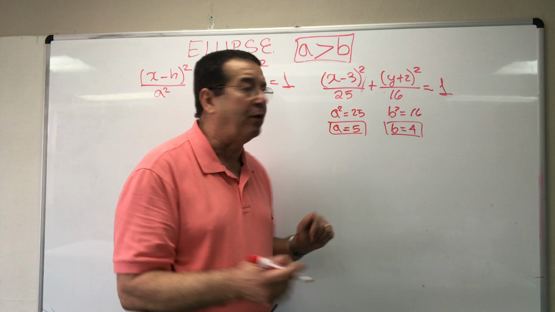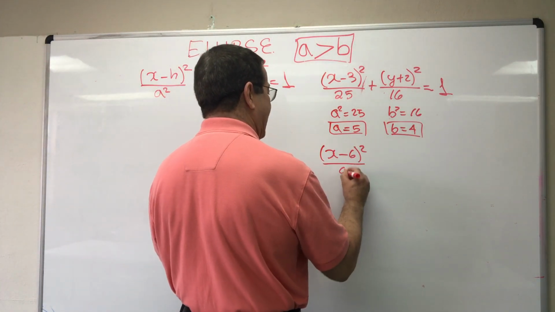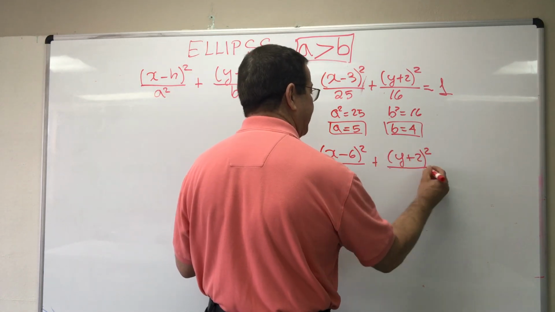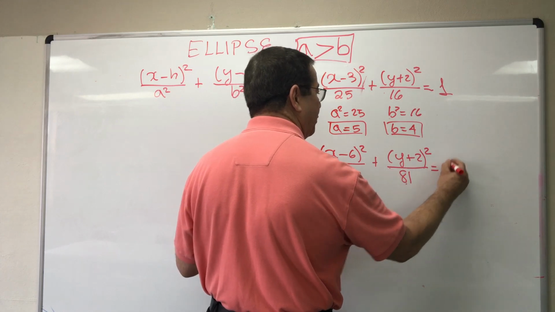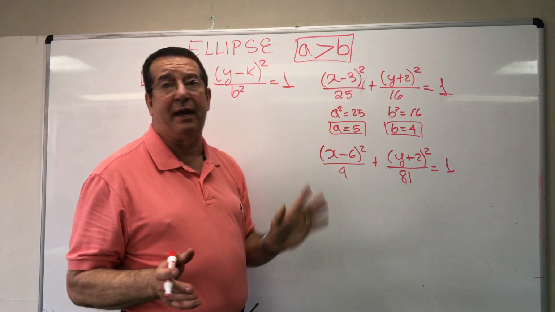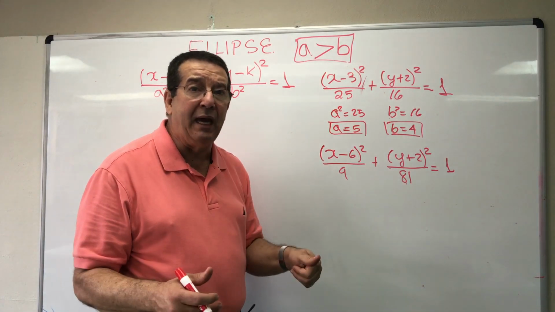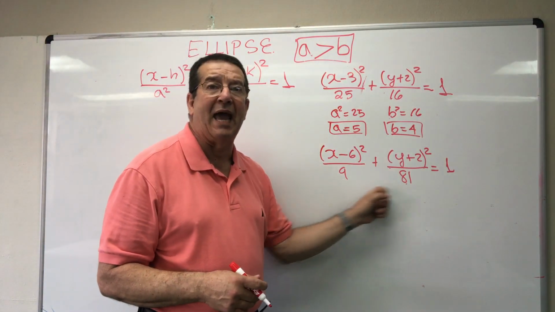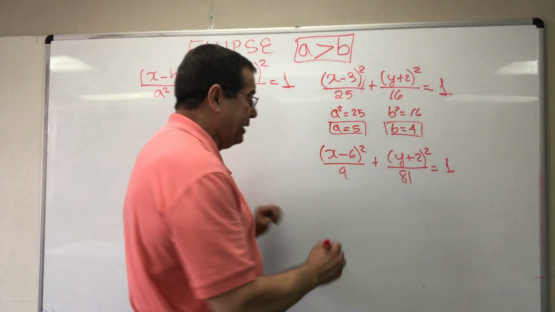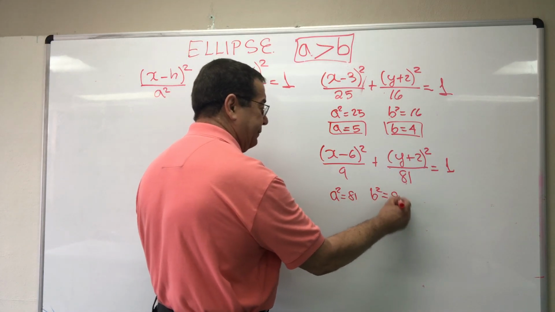Okay? Another example. If you have, for example, (x minus 6) squared divided by 9, plus (y plus 2) squared divided by 81 equals 1. Remember, A is always greater than B. In this case, the big number is A squared. Always, the big denominator is A squared. Then A squared in this case is 81, and B squared is 9, okay?